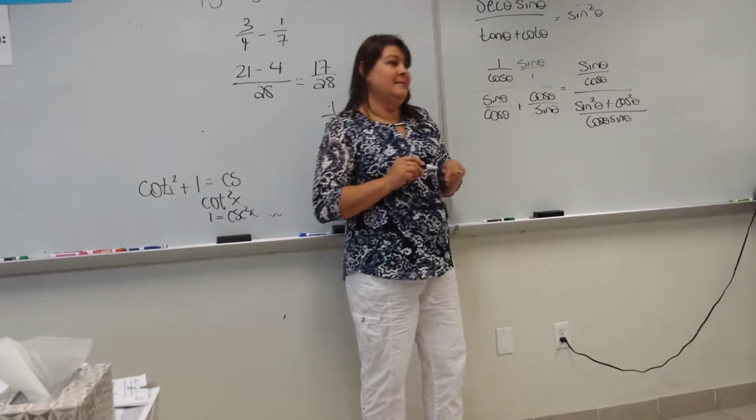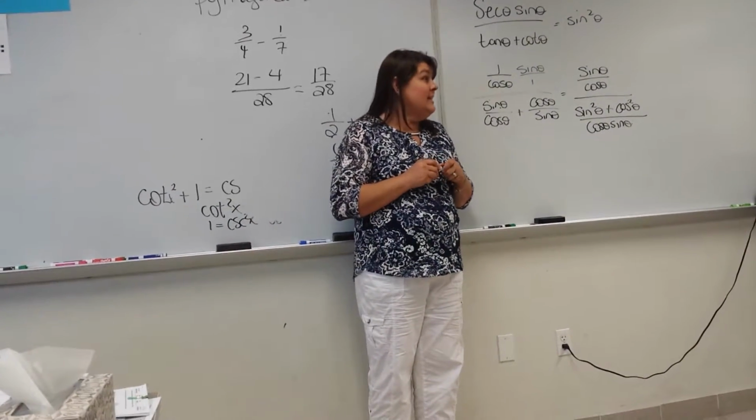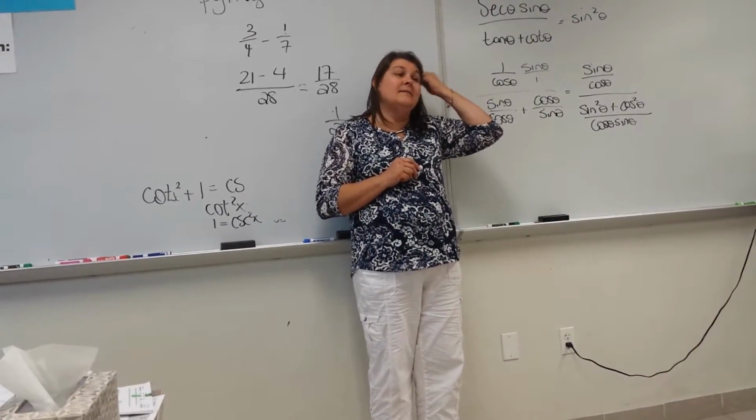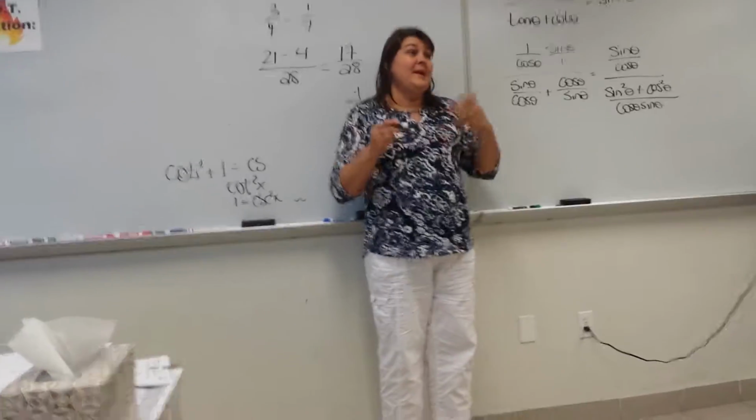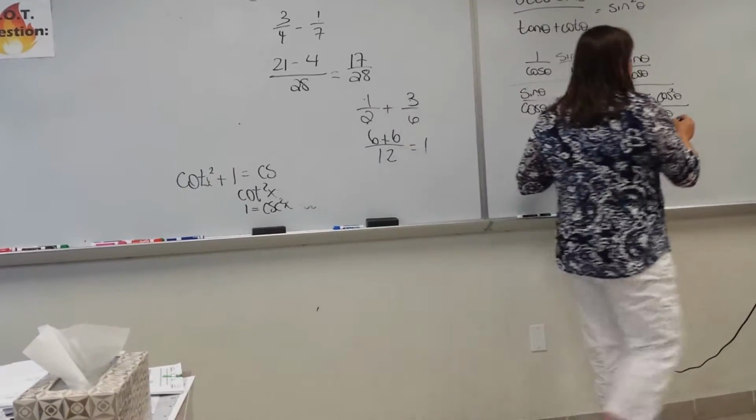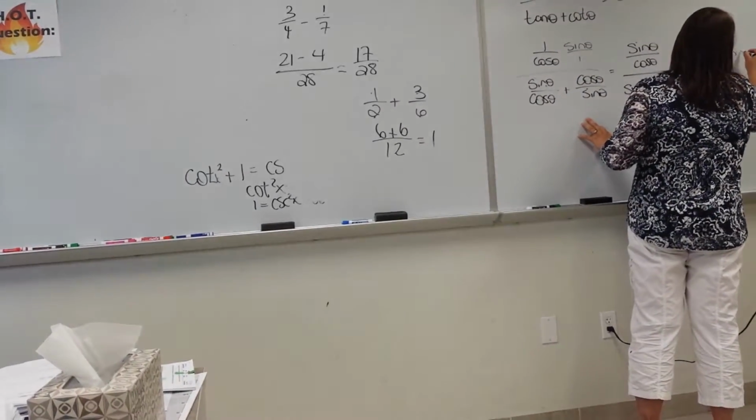Now I get real excited, because I see an identity, one that I recognize. And what is it? It turns into 1. The Pythagorean identity tells me to. So I have sine over cosine, right?